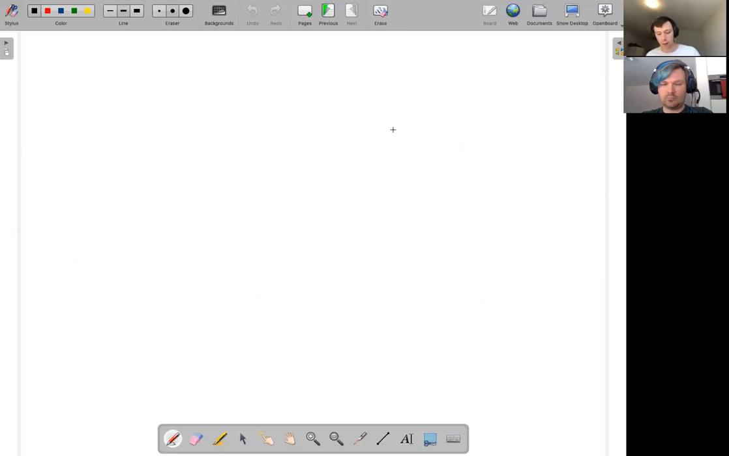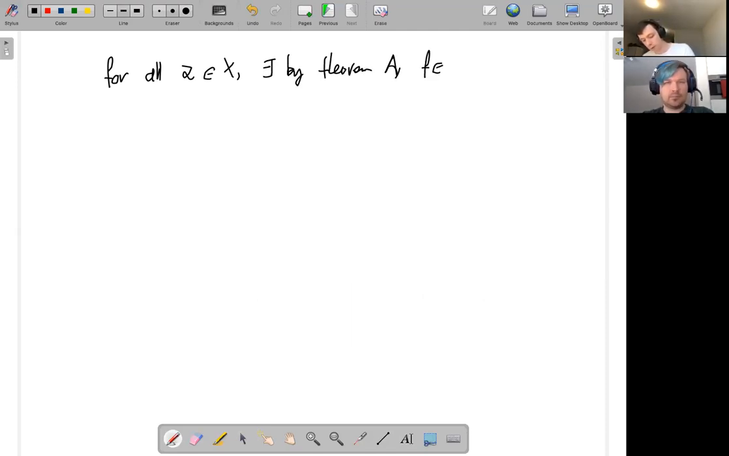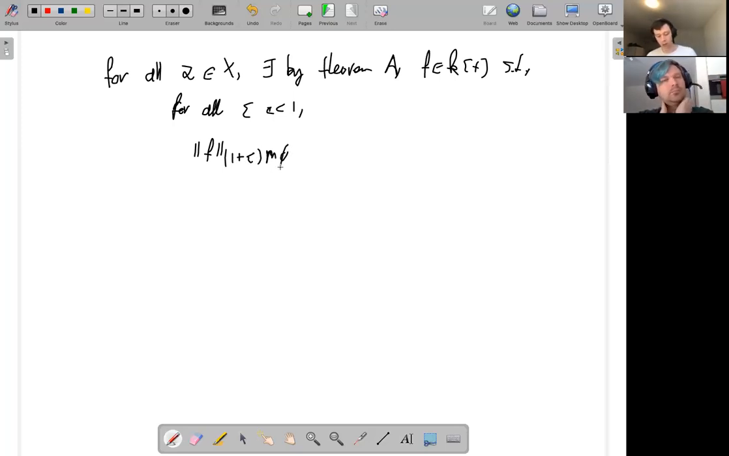And then, for all z in X, there exists by theorem A an F in KT such that, for all epsilon very small. So here you use a small variation of theorem A, but it's essentially the same statement.